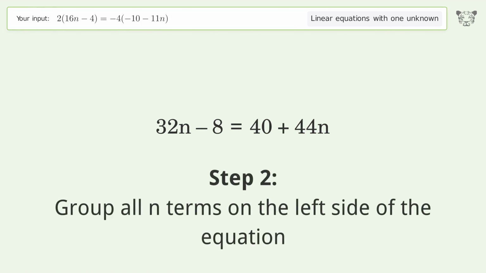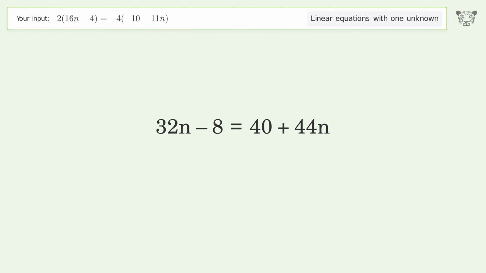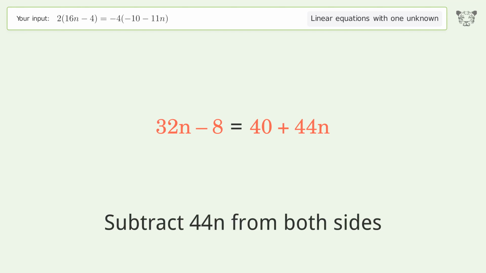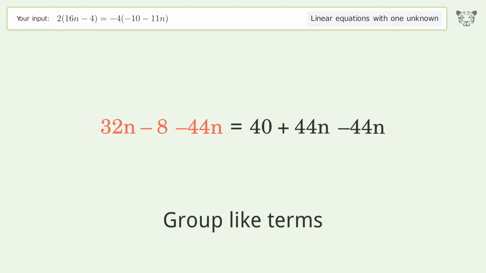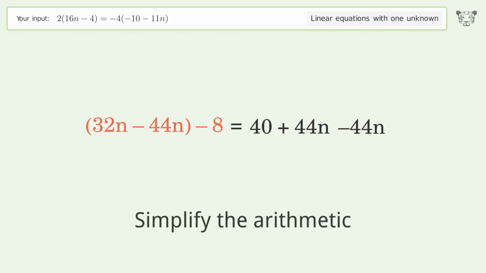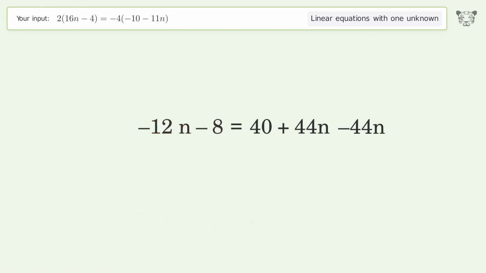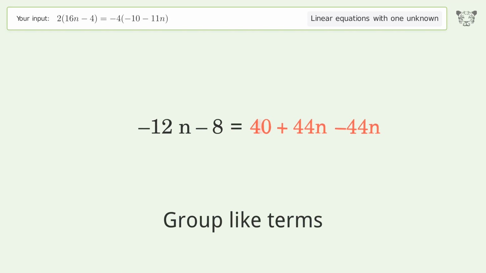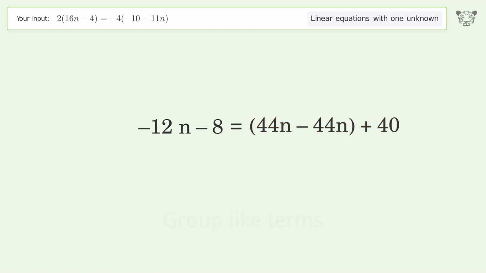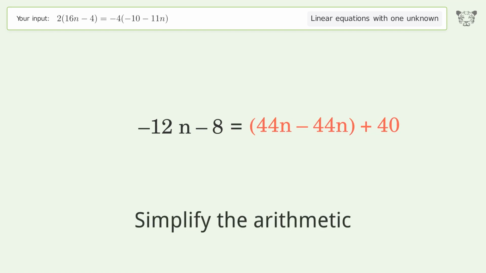Group all n terms on the left side of the equation. Subtract 44n from both sides. Group like terms. Simplify the arithmetic. Group like terms. Simplify the arithmetic.